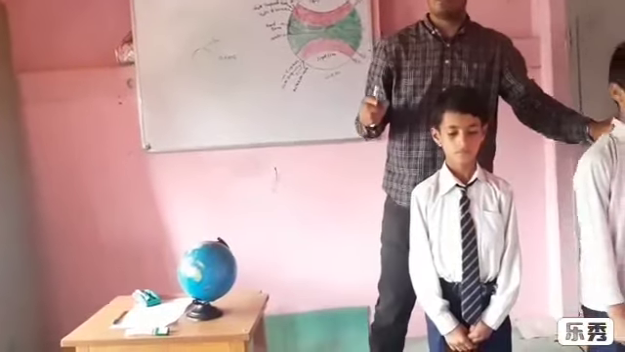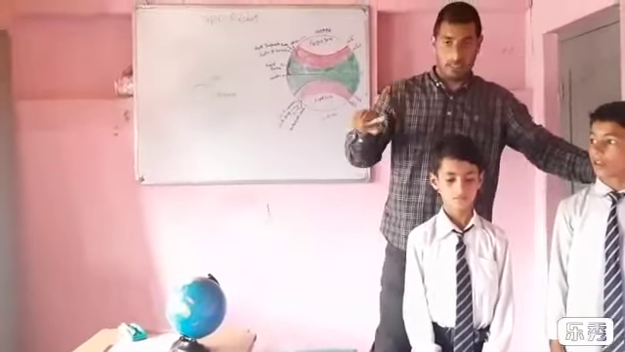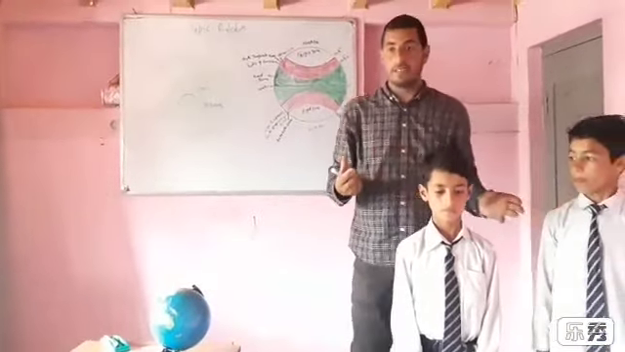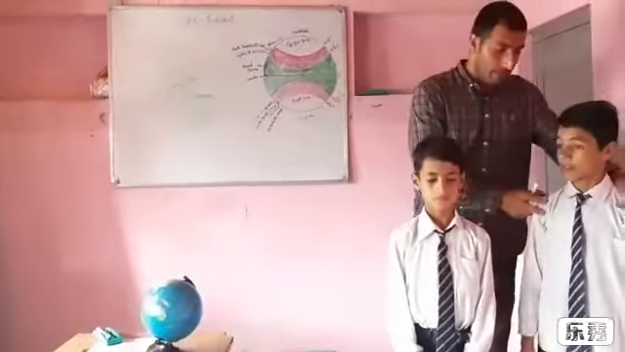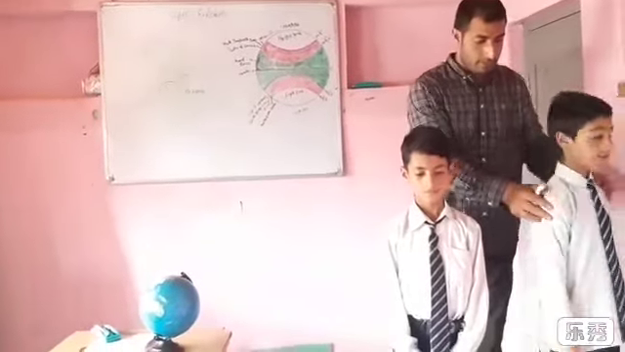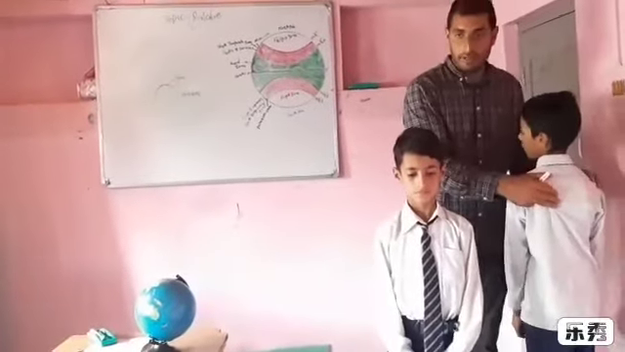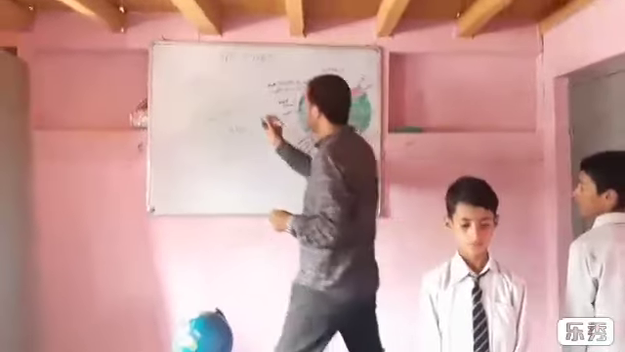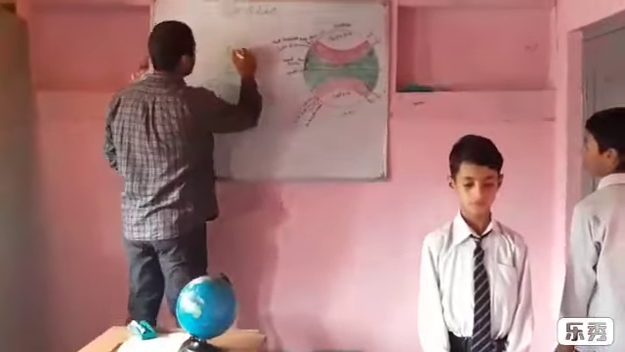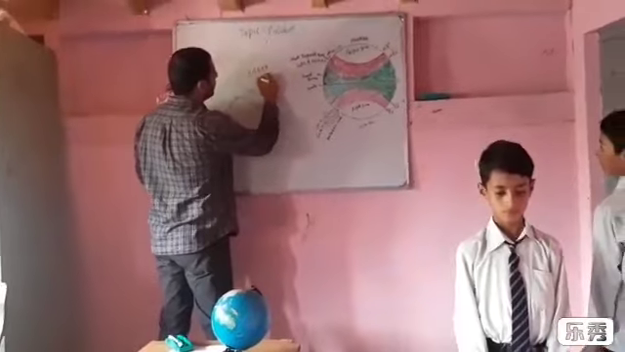So Akib made the full circle around the sun, but the pattern is different. When Akib takes one turn, it is called the rotation, and it takes 24 hours. It takes 24 hours, and it's called a rotation.